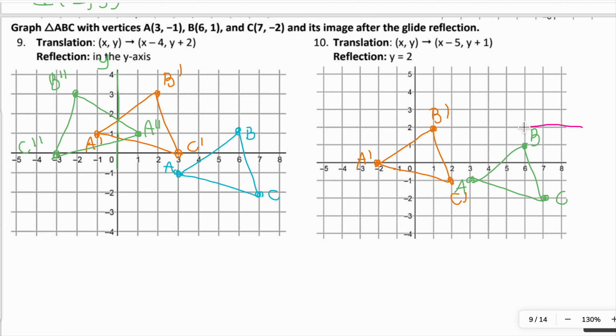And then for my line of reflection, it says y is equal to 2, which looks like B is already on that line of reflection, or B prime is. So that means B double prime will also be on the line of reflection. C is 3 steps away, so 3 steps away on the other side for C double prime. And A is 2 steps away here, so 2 steps away on the other side for A double prime. And then there we have it.